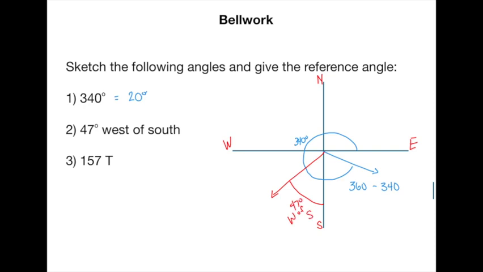How far away am I from my closest x-axis? So this whole quadrant is going to be 90. So I'm going to say 43 degrees is going to be my reference angle for that one.